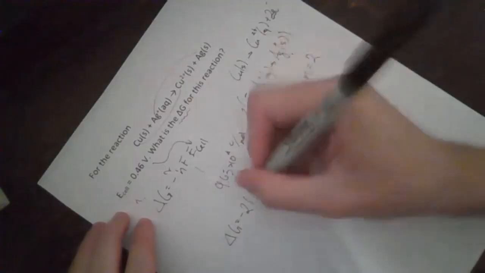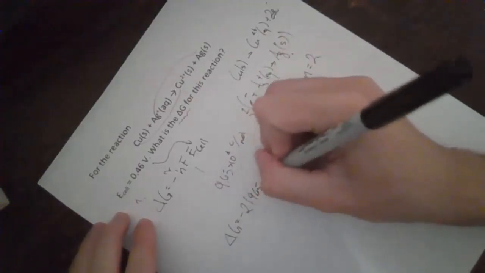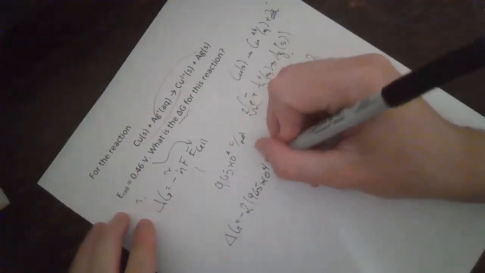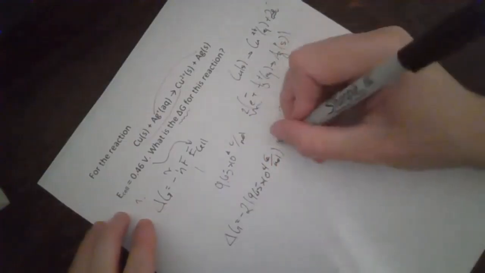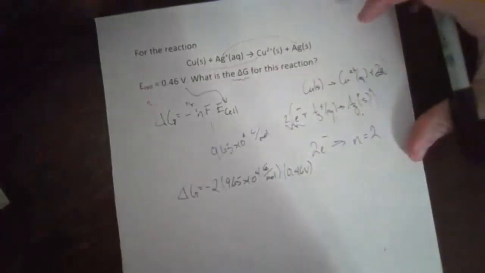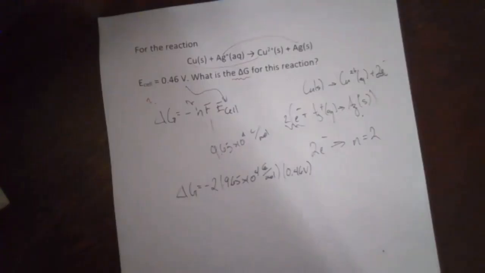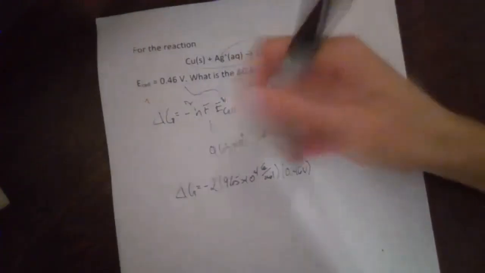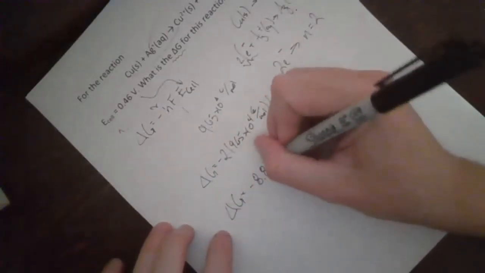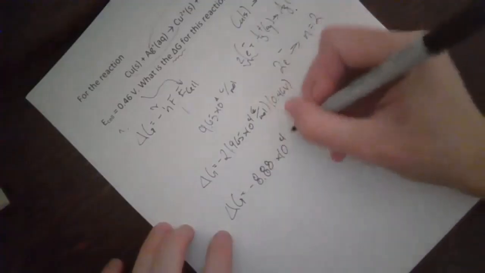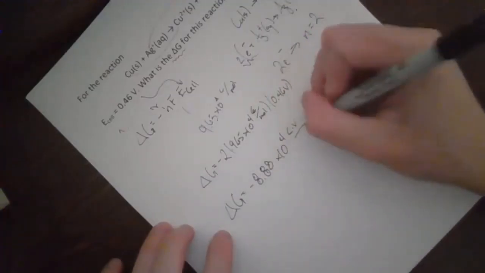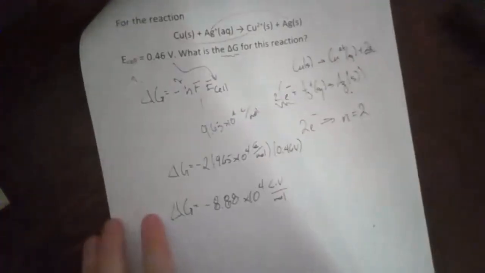So we plug in the 2, 10 to the 4th coulombs per mole times 0.46 volts. So we can do the arithmetic. You get delta G is negative 8.88 times 10 to the 4th coulombs times volts per mole.